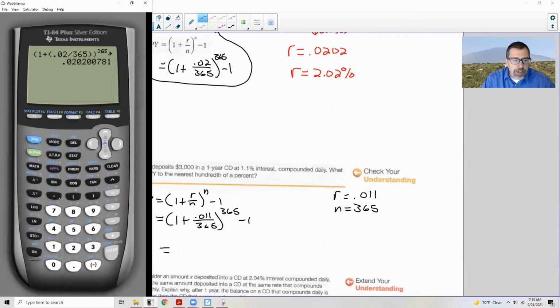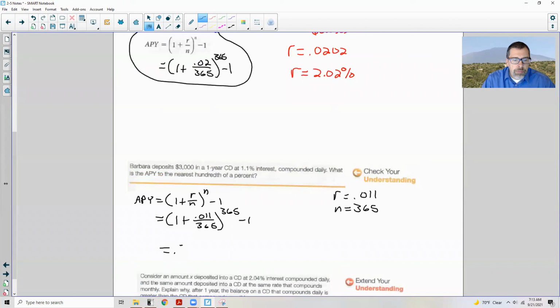And when I plug that in my calculator, I get 1 plus 0.011 divided by 365, close the parentheses twice, to the power of 365, get out of the power, minus 1, enter, and it's 0.0111, or 1.11%.